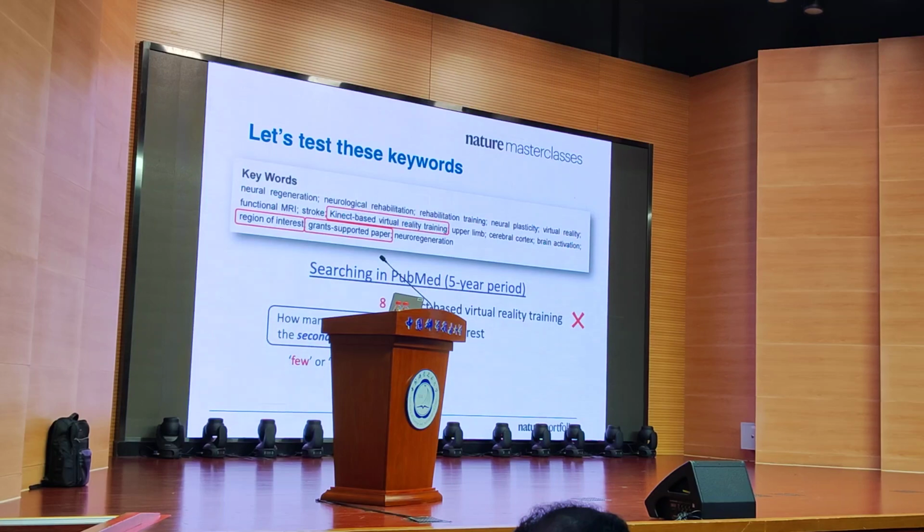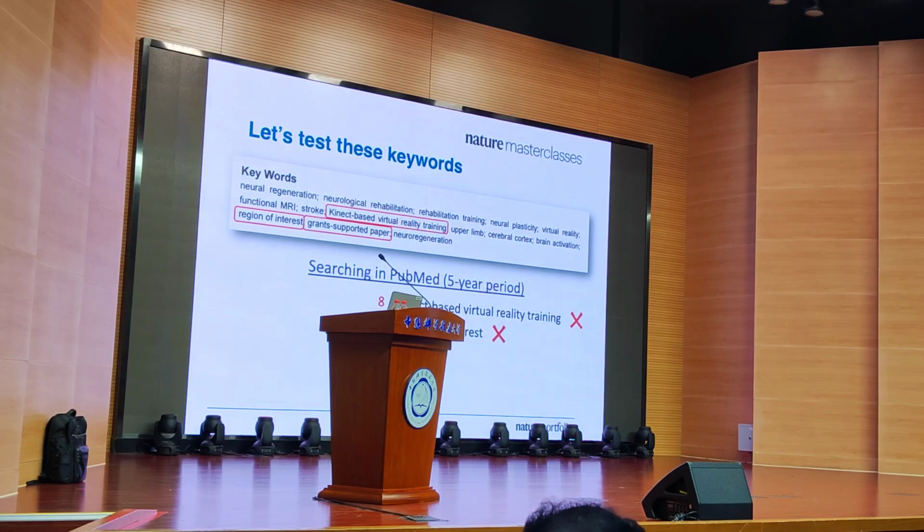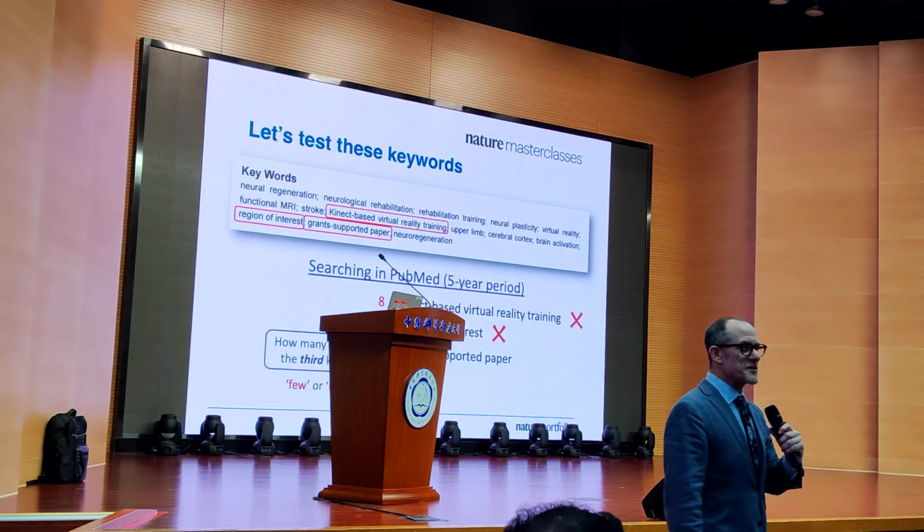What about region of interest? Very generic term. Do you think I found a lot of papers or a few? What do you think, sir? You think I found few? Any other people think I found a lot? 290,000. That means this paper will be diluted out by 291,661 other papers. What do you think is the likelihood that it's going to be at the top of the list? Not very likely.